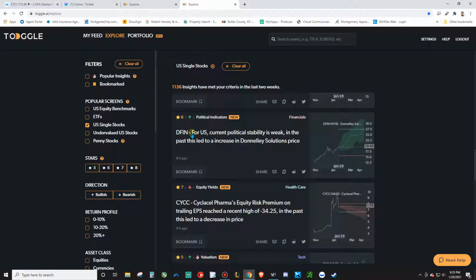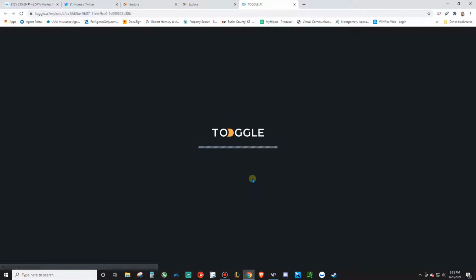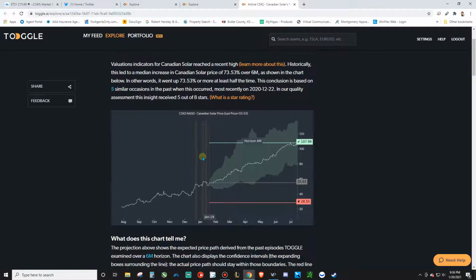of, 8 hours ago we got DFIN, never ever traded, I didn't even know existed, but political stability is weak, this past led an increase. So just interesting ideas. I saw one of my trading mentors, Ripster47, was trading this today, so I'm sure he didn't find that trade with Toggle, but very interesting.